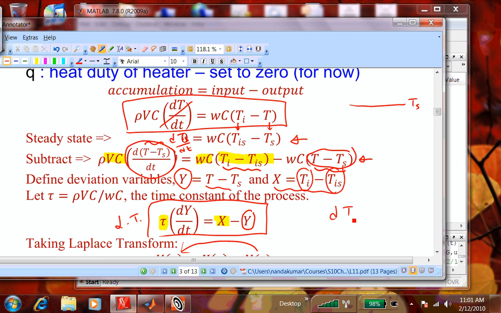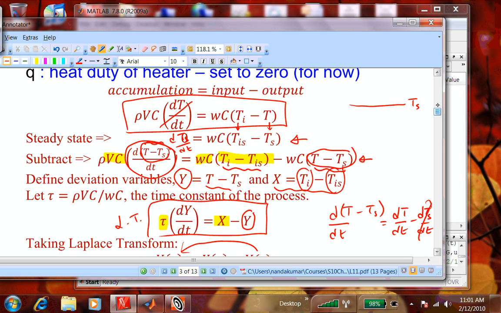Okay. So do the expansion d/dt of T minus Ts. Because it's a linear operator, it's going to be dT/dt minus dTs/dt. But Ts is a constant, so its derivative is going to be 0. Okay? So by adding that, I'm not really changing the equation. Right? Why do I add that? I add that because I want to reframe this in terms of my deviation variable. That's the only reason. Okay?